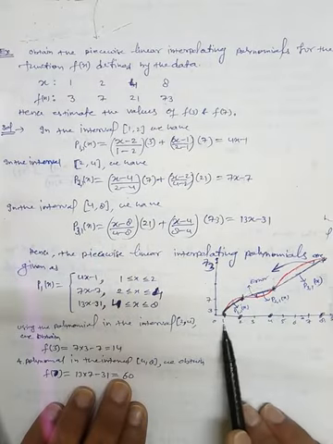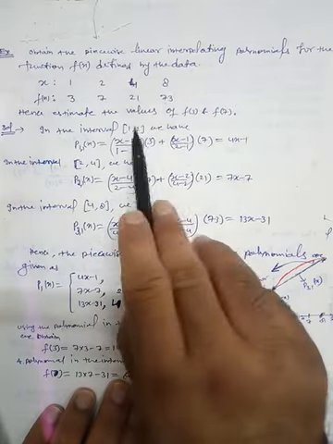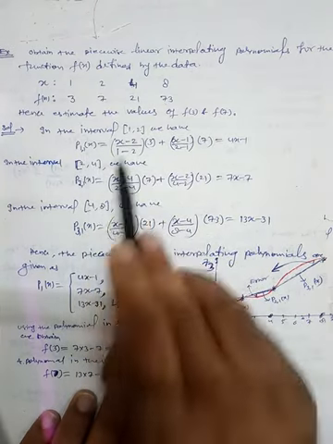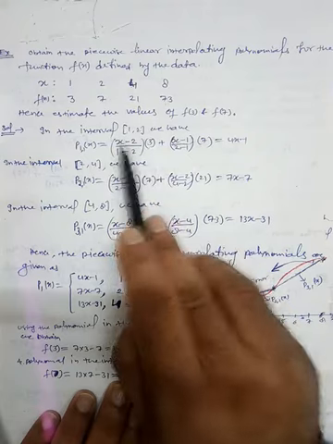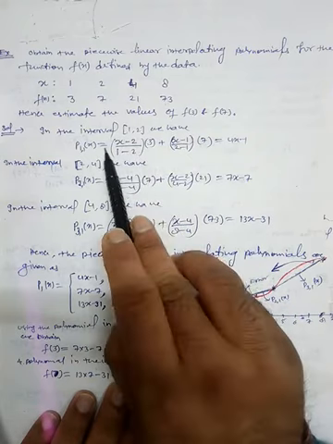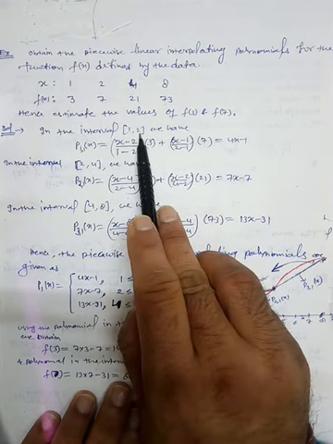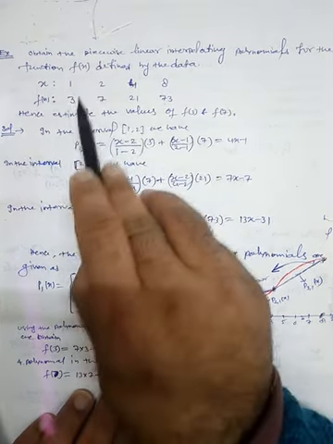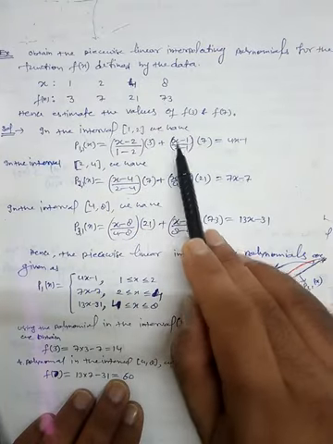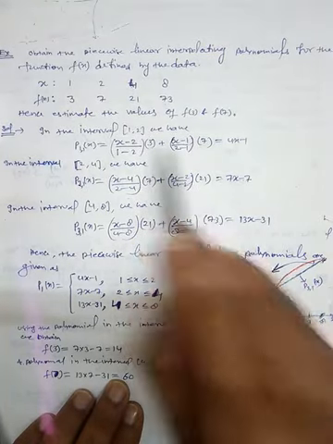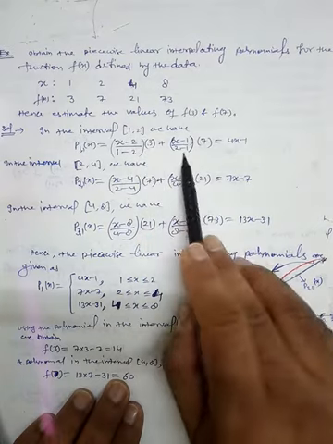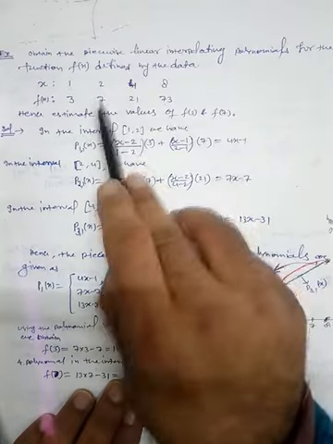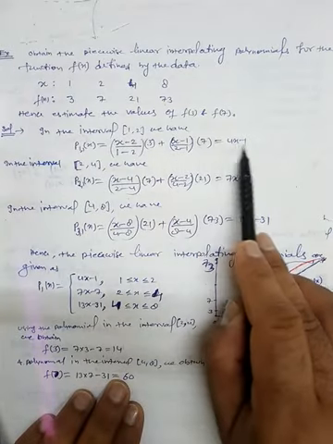In this interval we have 1 to 2. The first polynomial of degree 1 is, with the fundamental polynomial, x minus the last point divided by 1 minus 2, and the value of the function at point 1 is 3. Plus, now x minus the first point divided by 2 minus 1, multiplied by 7, the value of the function at point 2. After simplification we get 4x minus 1.